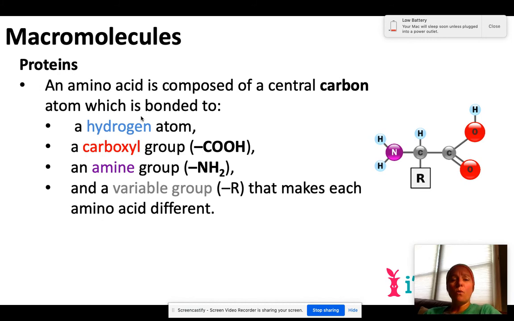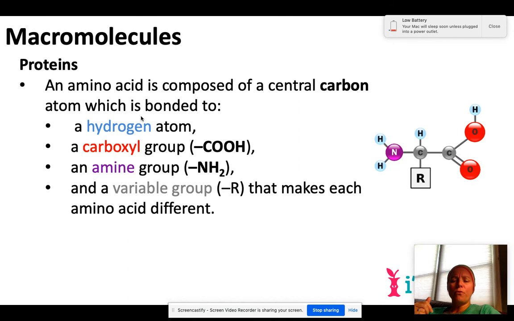They have what's called a hydrogen atom, a carboxyl group, an amino group, and then a variable group. The variable group is what makes each one of them unique. The other three they all have in common. So there's a little tag on the end of each amino acid that makes them look different. They're made up of different combinations of atoms. And so that's what's different between one amino acid and another amino acid.